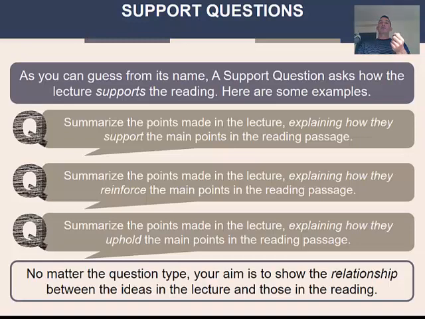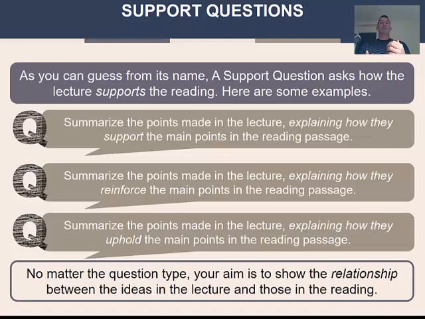A lesser known or a lesser used question that will appear on the test is the opposite of the challenge question. It's a support question. So what the speaker will do is agree with the statements made in the reading text and then add additional information, and these are usually examples.